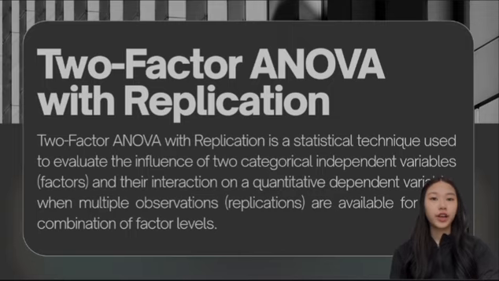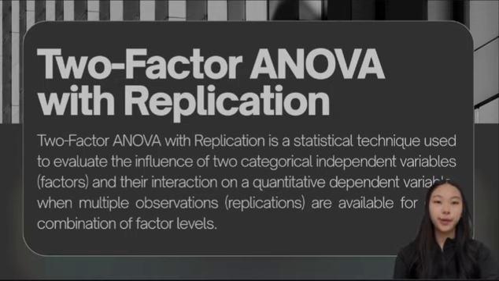So, what is two-factor ANOVA with replication? It is a statistical technique used to evaluate the influence of two categorical independent variables, called factors, and their interaction on a quantitative dependent variable. The "with replication" part means there are multiple observations for each combination of factor levels. For example, if we're testing how teaching method and student gender affect exam scores, and we have several students for each combination, we can apply two-factor ANOVA with replication.